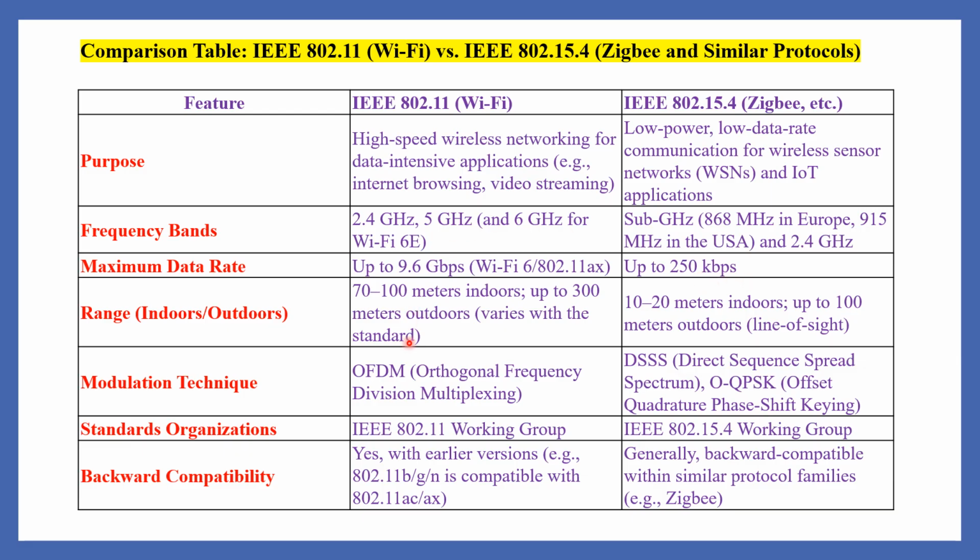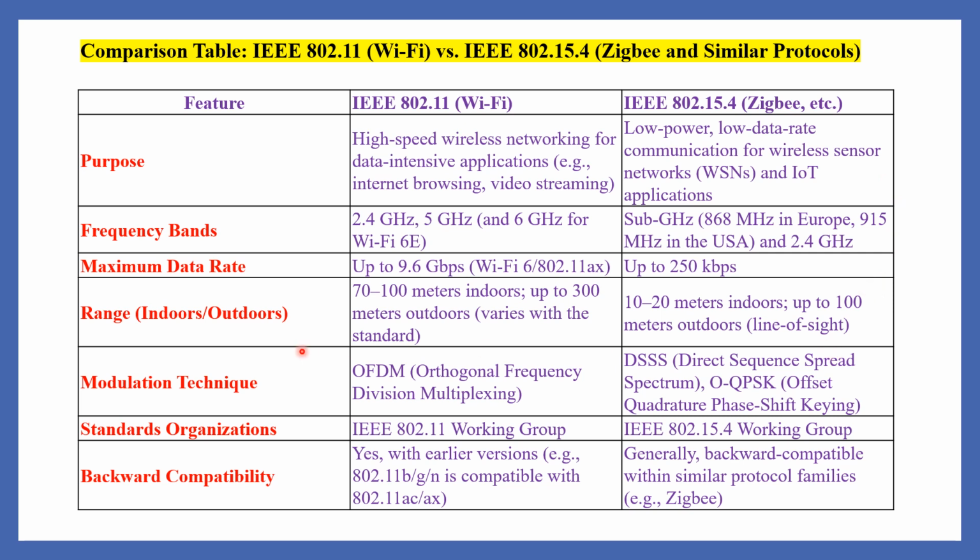Here the transmission range is 70 to 100 meters for indoors and up to 300 meters for outdoors, wherein here 10 to 20 meters for indoors, and theoretically they have given 100 meters, but practically speaking it tries to cover only 50 meters.